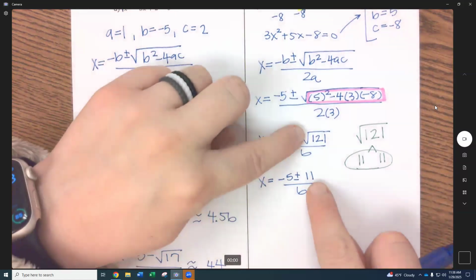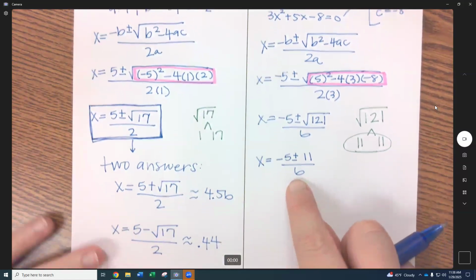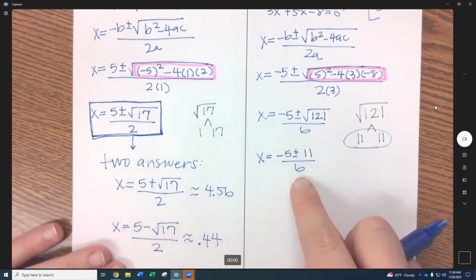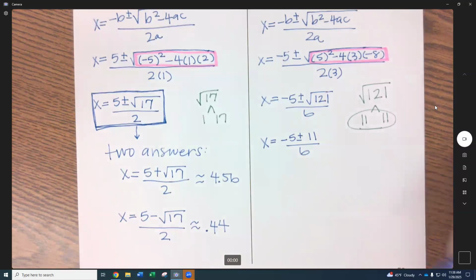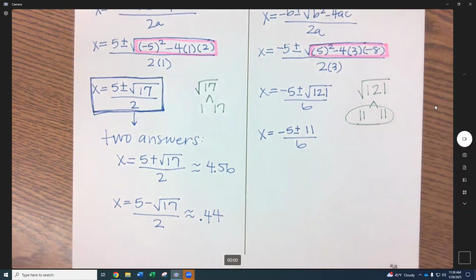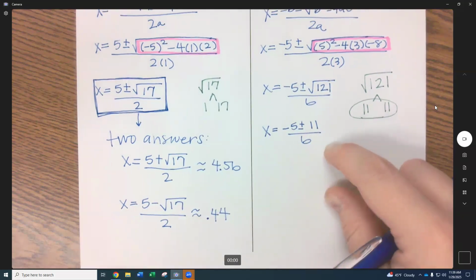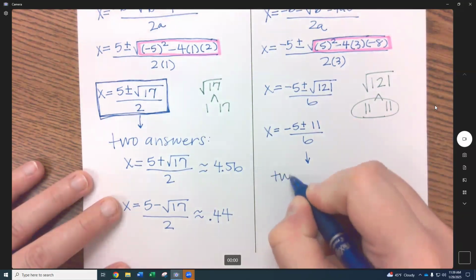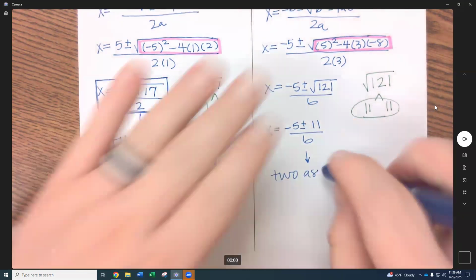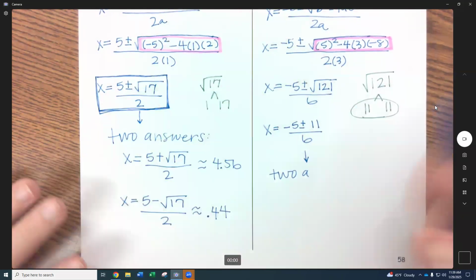Now, when I get a perfect square root, I am not going to represent my number this way. You're not going to go to Lowe's and say, I need -5 plus or minus 11 over 6 yards of fencing. I don't know. Okay. You're going to go in with an actual number. So let's get to those actual numbers here. So we are not done. My two answers.